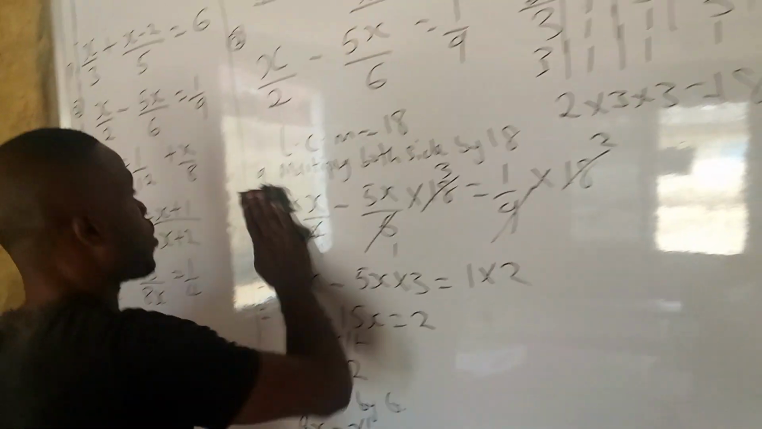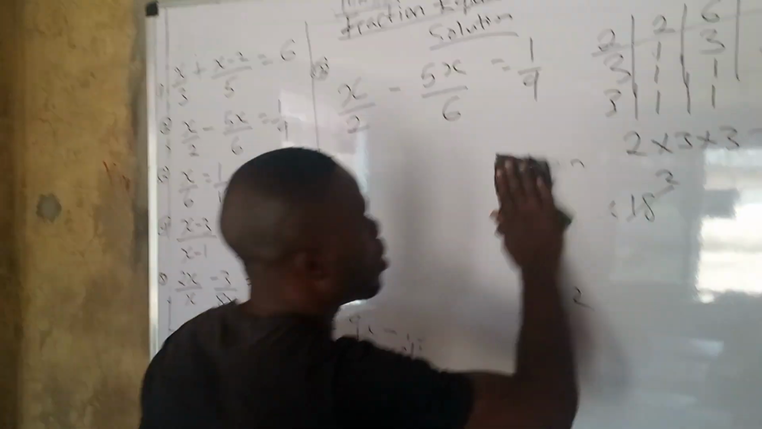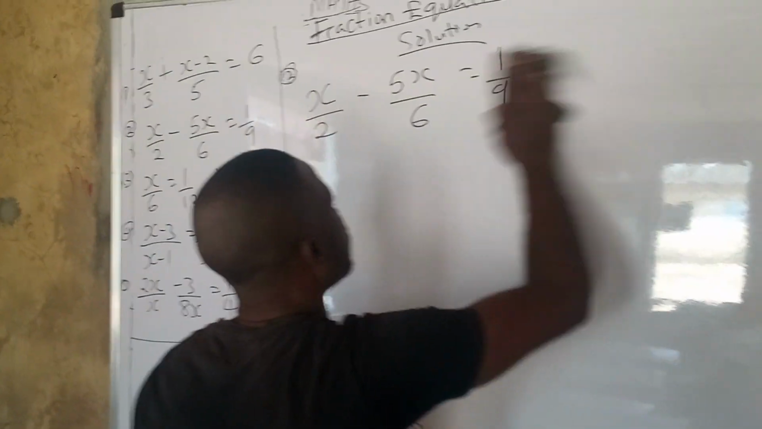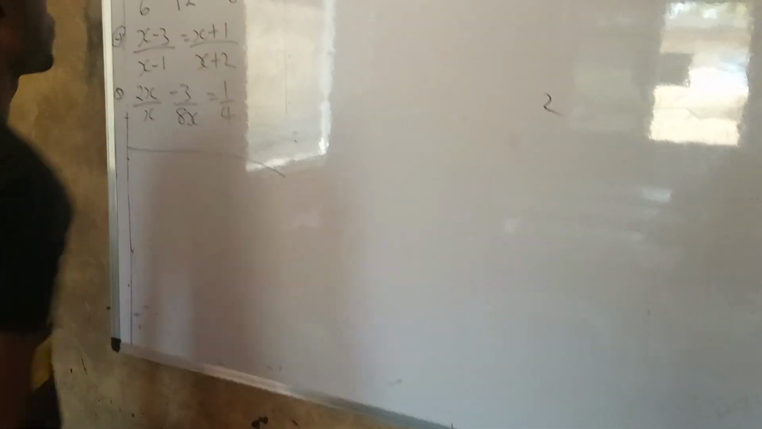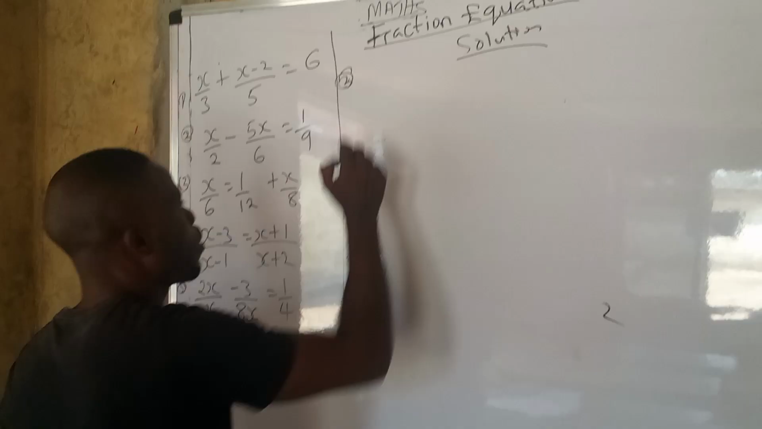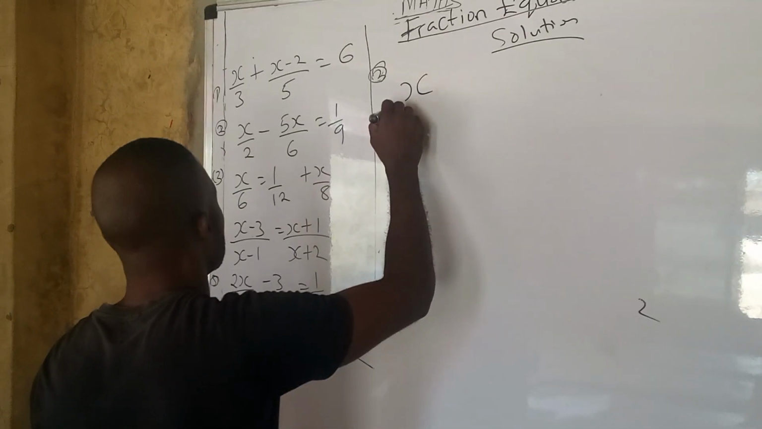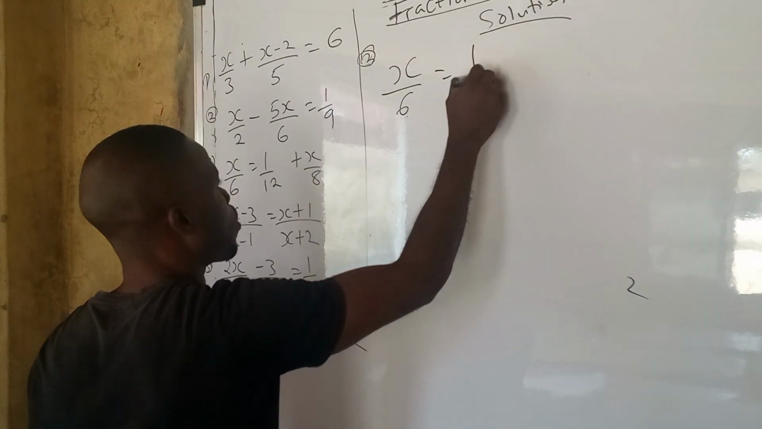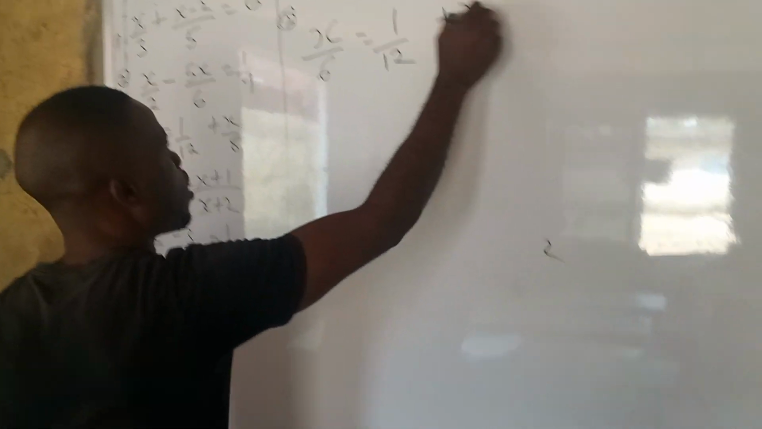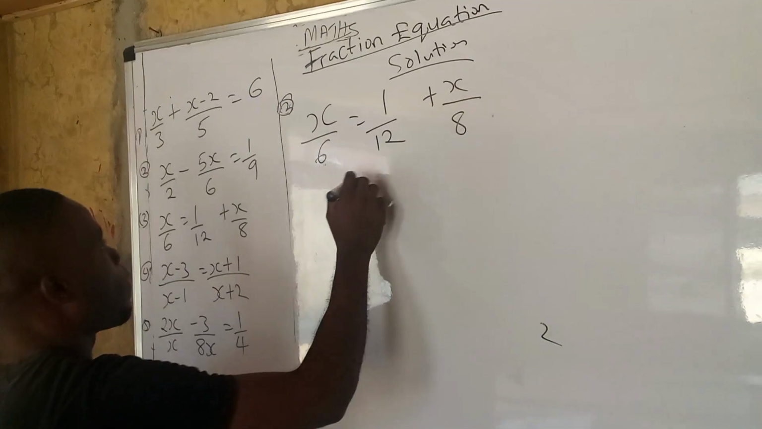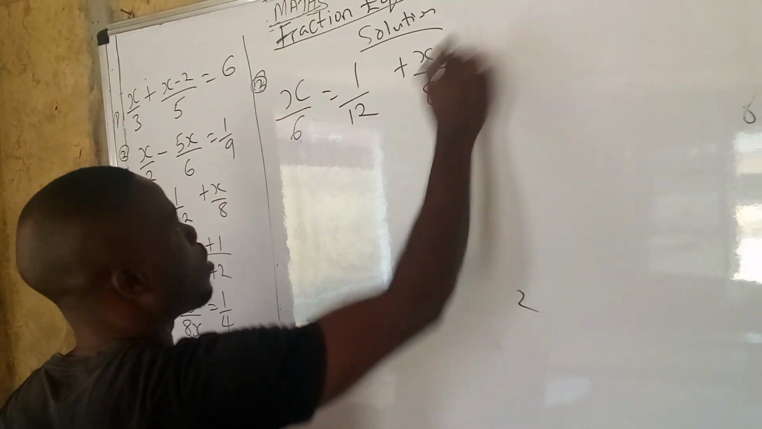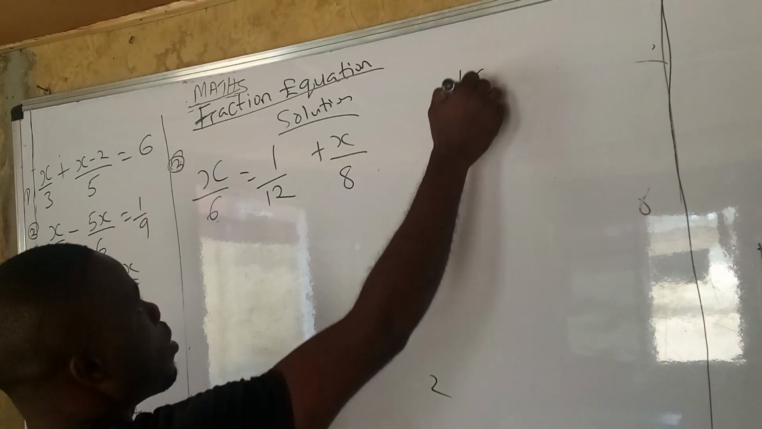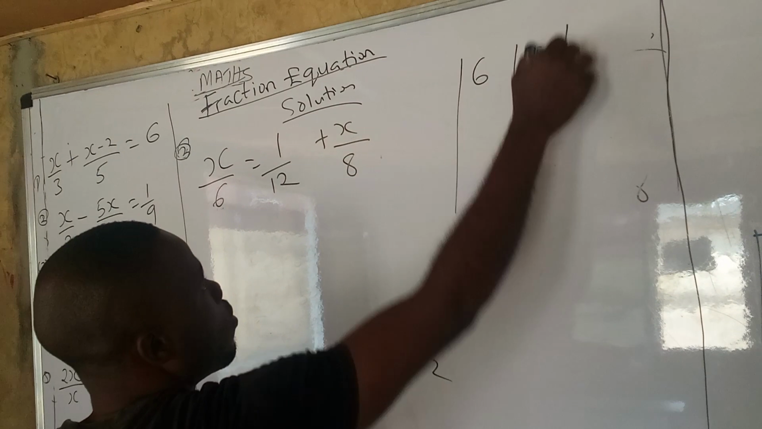Okay, so let's go to number 3. Number 3, we have x over 6 equals 1 over 12 plus x over 8. So we are going to look for the LCM. The LCM down here, we have the lowest number 6, 8, followed by 12.